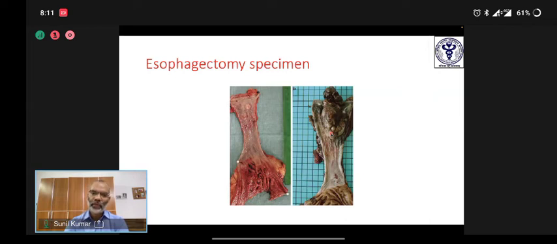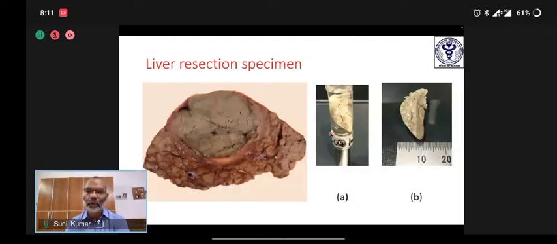Apart from that, what are the complications of this surgery, like recurrent laryngeal damage, and certain others, because major structures are there. All these complications you are expected to know about. This brings to the next specimen, and this is a liver cut section.